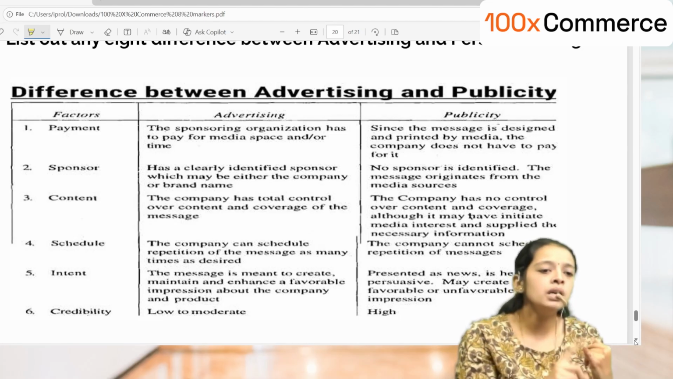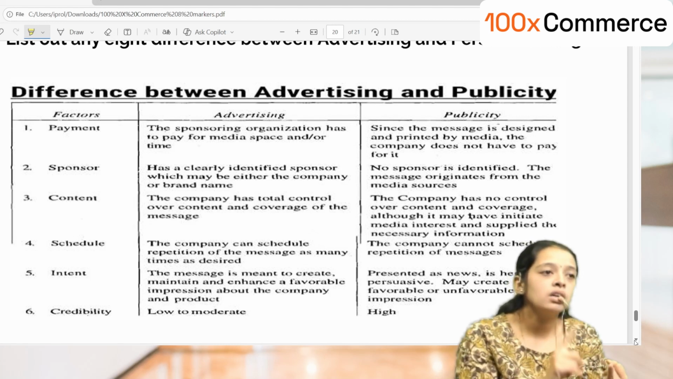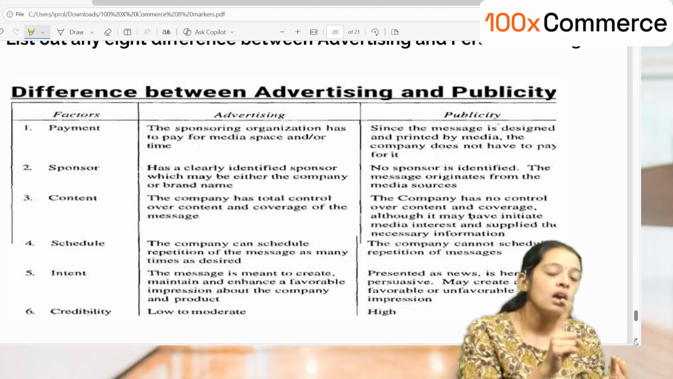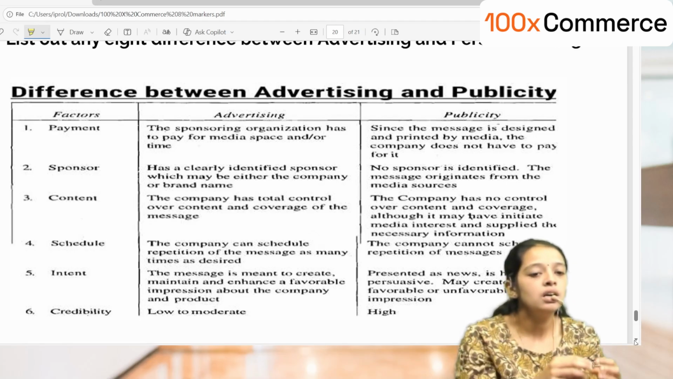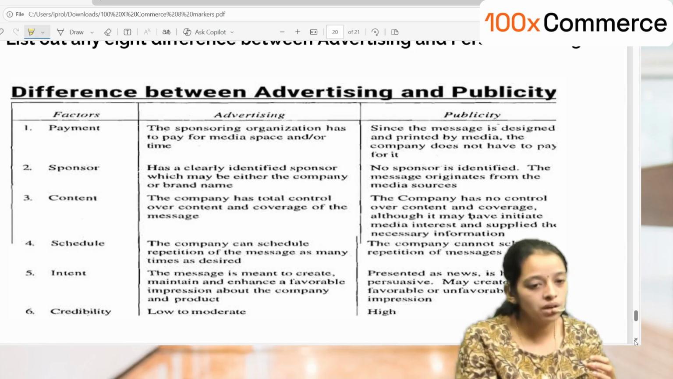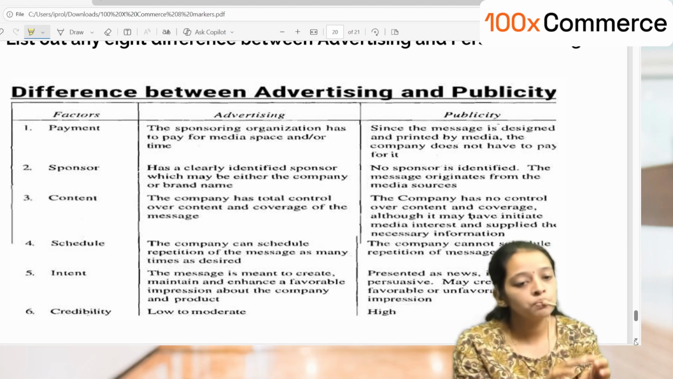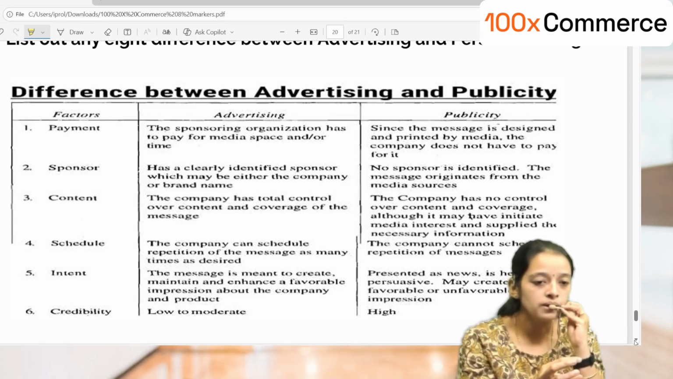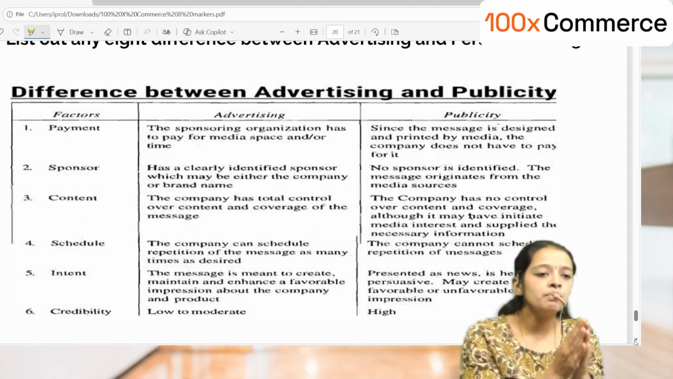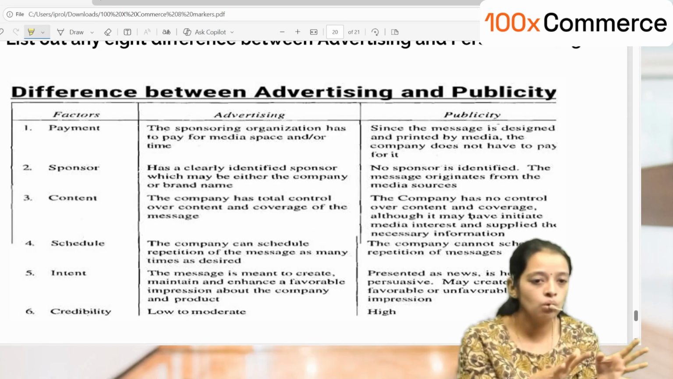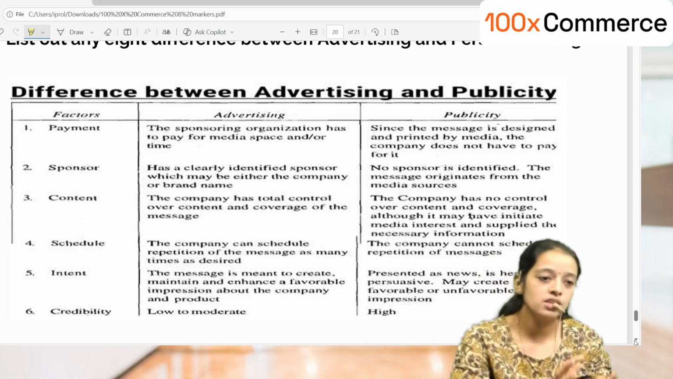Then the main intention of advertising is to create a favorable impression about the company and about the product, which will help them to increase the sales. In case of publicity, the company cannot make sure that they will definitely come and buy, because sometimes some publicities are negative and some are positive also. So it is completely based on the person, the communicator. Then credibility: in case of advertising it is usually low, but in case of publicity it is always more. Why? Because it is a mouth to mouth communication that is happening.